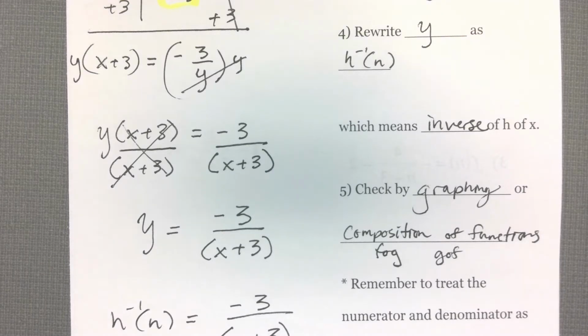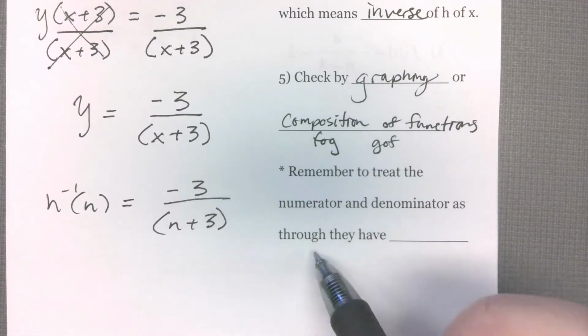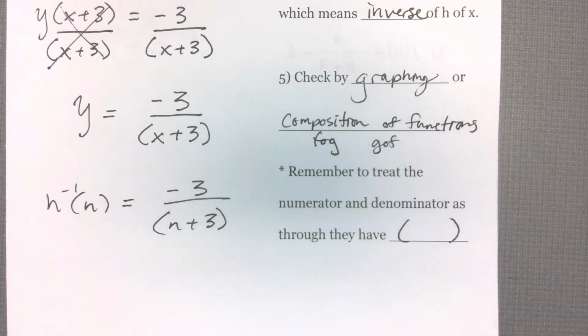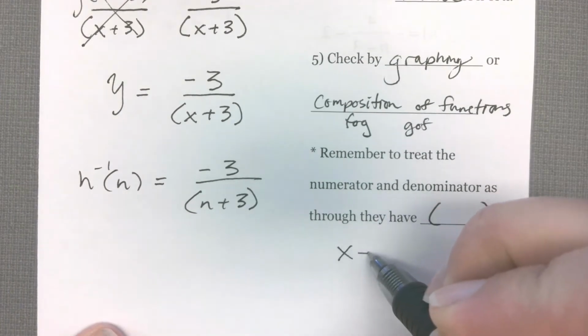At the bottom here, this is going to be the secret that makes this easy to do. You're going to treat the numerator and the denominator as though they have parentheses. So anytime there's a fraction, so let's say that I had x.